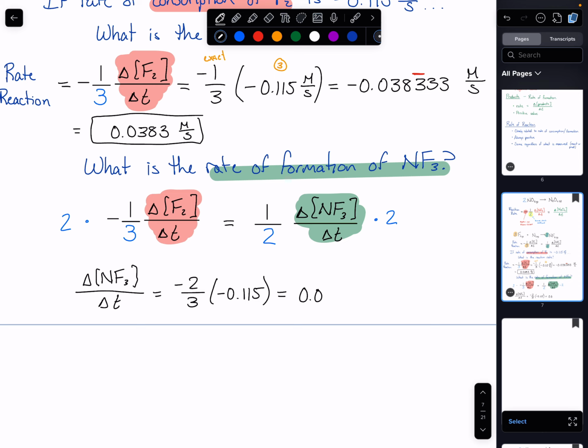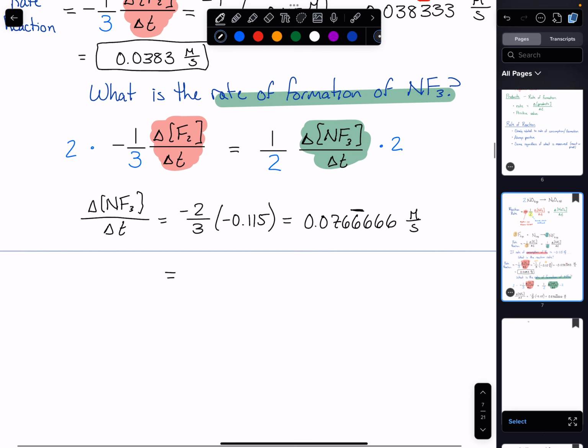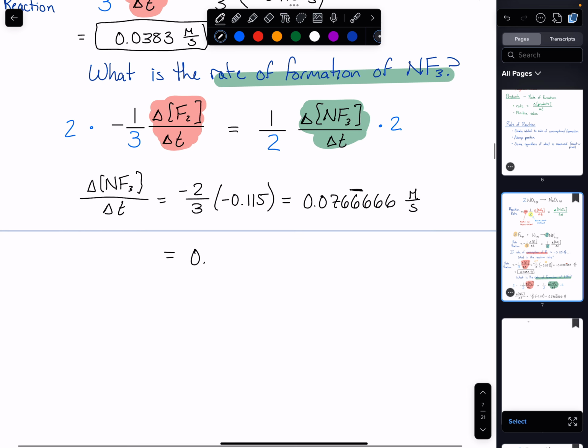Okay, we get 0.7666 repeated. Again, our units are in molar per second. And how many sig figs should we report to? 3. That same 3. So final value here, 0.0767 molar per second.